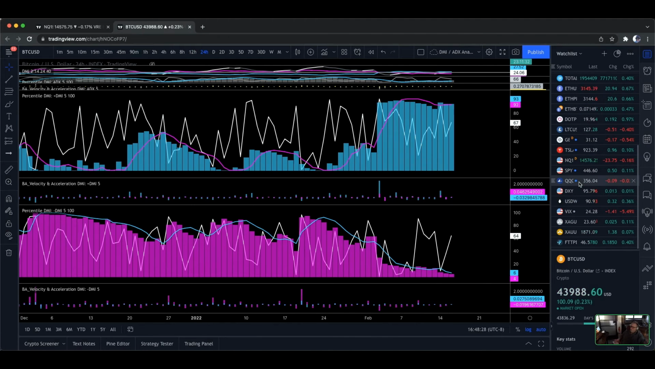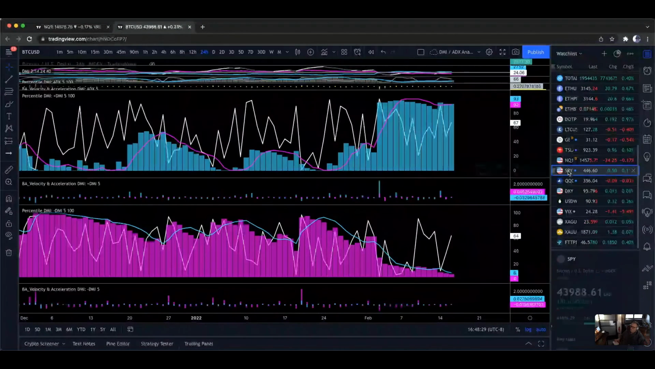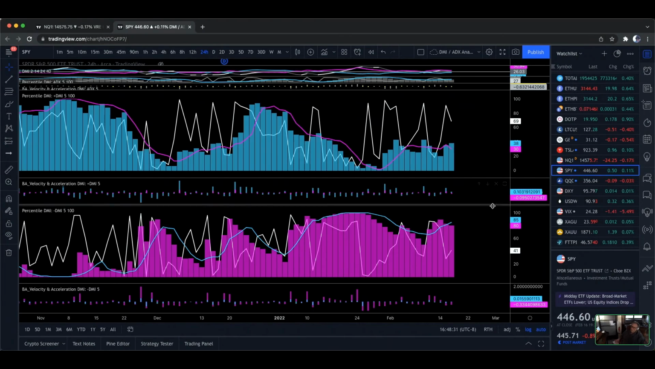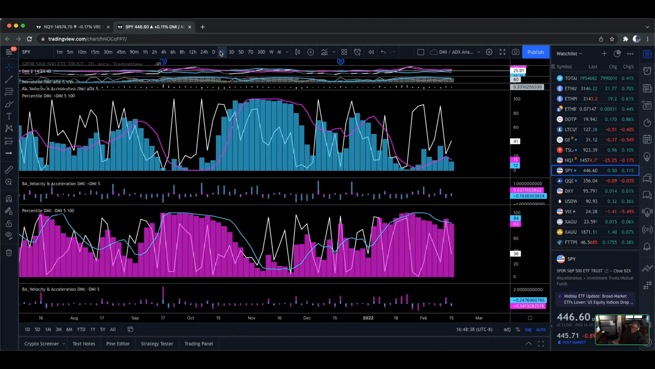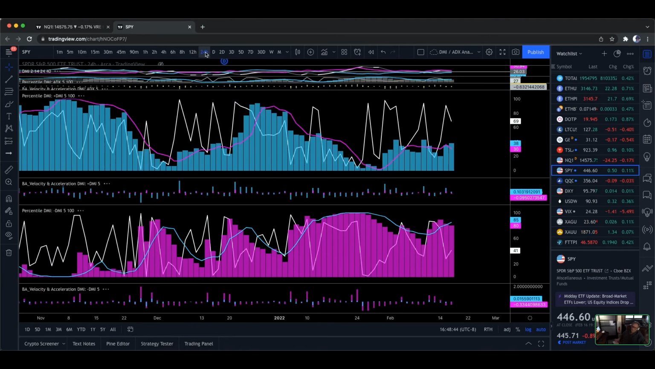And while we're on this, let's throw this in SPY real quick. Decreasing sell pressure, increasing buy pressure. Today, the sell pressure is decreasing. Keep an eye on this on the 2 day for SPY. 12 hour, or a daily looks good though. SPY is ready to pop.